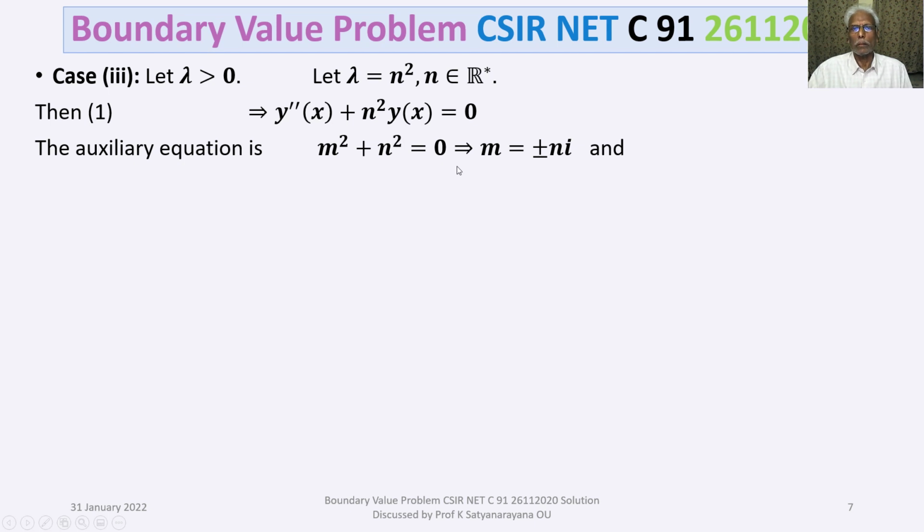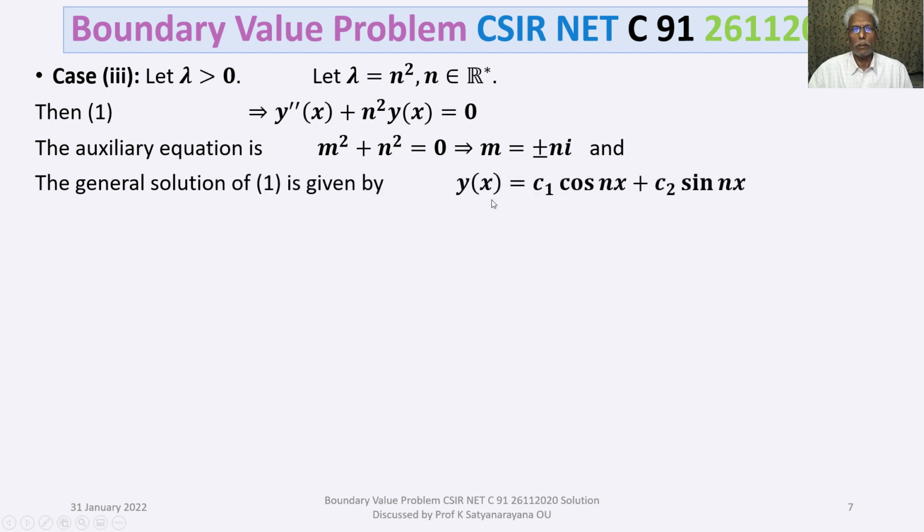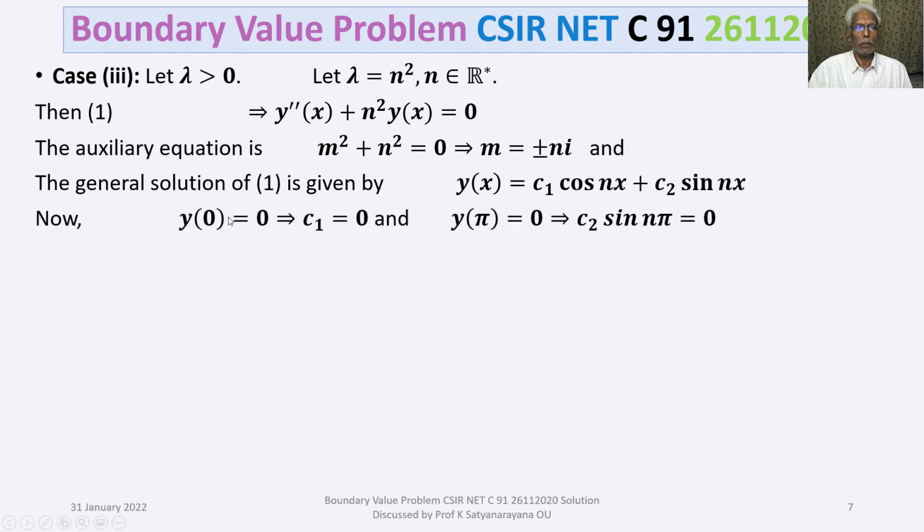m square plus n square is equal to 0 will give you m is equal to plus or minus n i, and the general solution of (1) is given by y of x is equal to c1 cos nx plus c2 sin nx. We use the boundary conditions. y at 0 is equal to 0. That means put y equal to 0 and x equal to 0. So 0 equals c1 cos 0, so that is c1. So y at 0 equal to 0 will give you c1 is equal to 0.